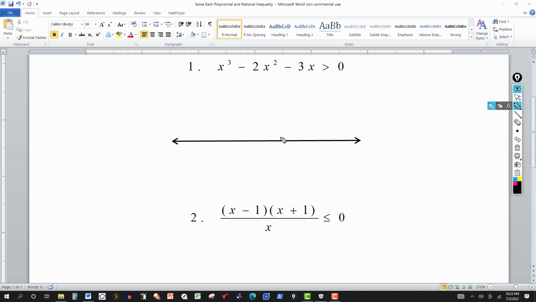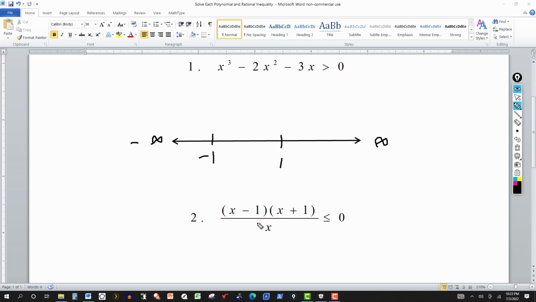Then you plot these. So I put the 1 and the -1. And then on this side, to the right, that'll be plus infinity, and the other side is going to be minus infinity. Rules for multiplication and division are pretty much the same. A negative times a negative is a positive. Negative over a negative is a positive. Negative times a positive is a negative. Negative divided by a positive is a negative, and so forth.